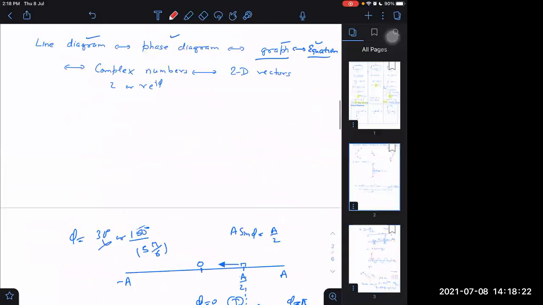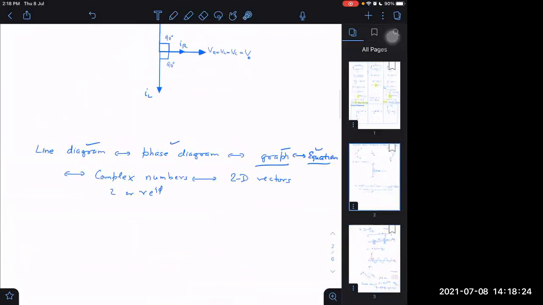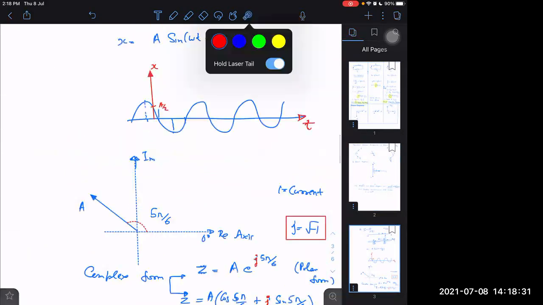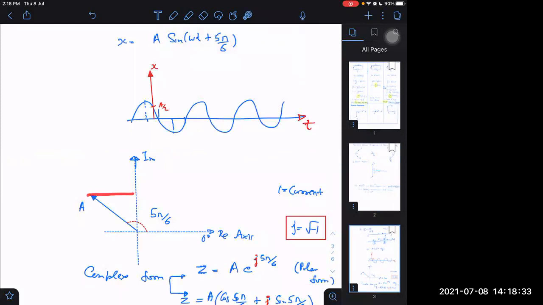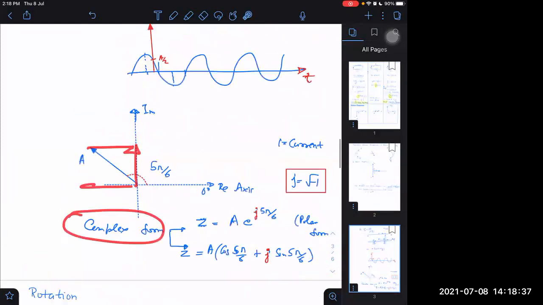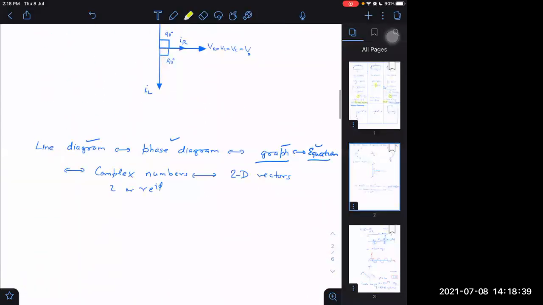So how many things have we done already? We have done the phasor diagram, graph, equation, line diagram, complex number. 2D vectors we can also represent, as A cos of something along I cap and along J cap. But we are happy with the complex number. Why? This last one I will not use, although it is like that only. Complex numbers can be thought of as 2D vectors. But 2D vectors are not that useful.